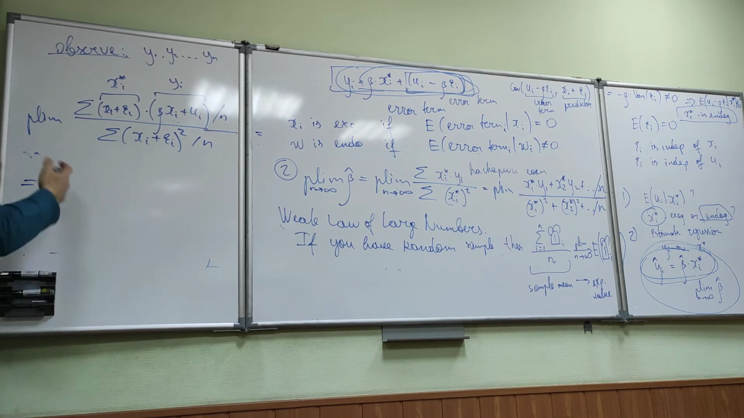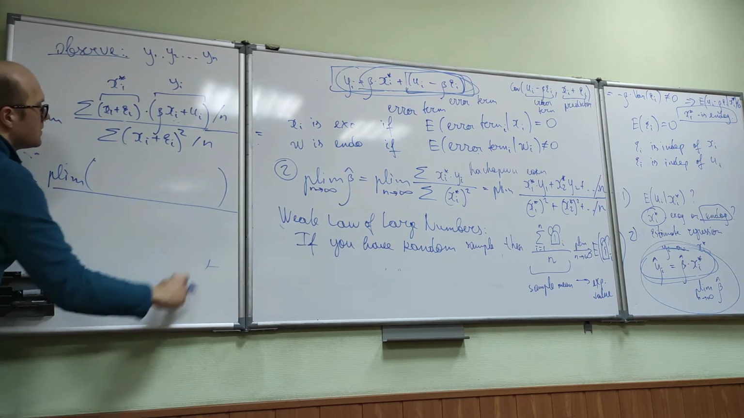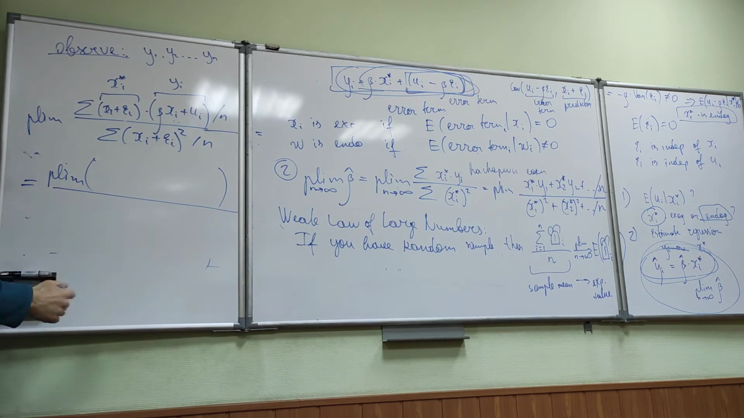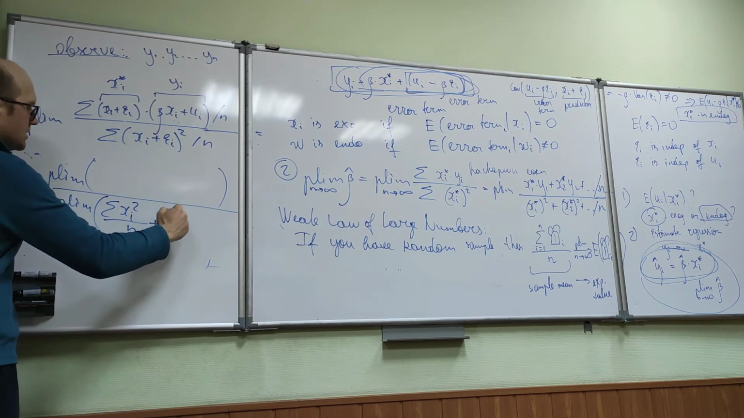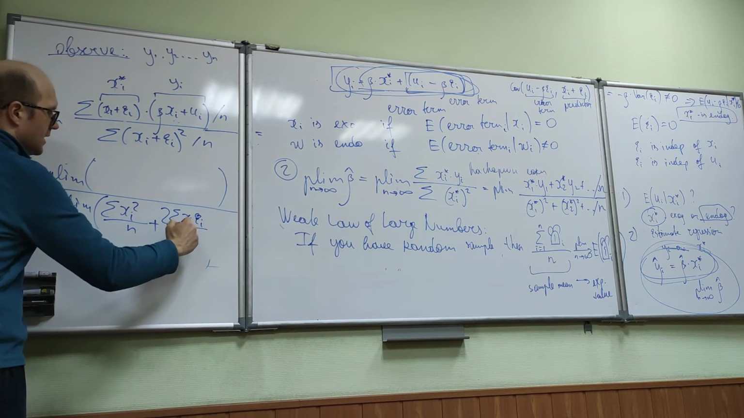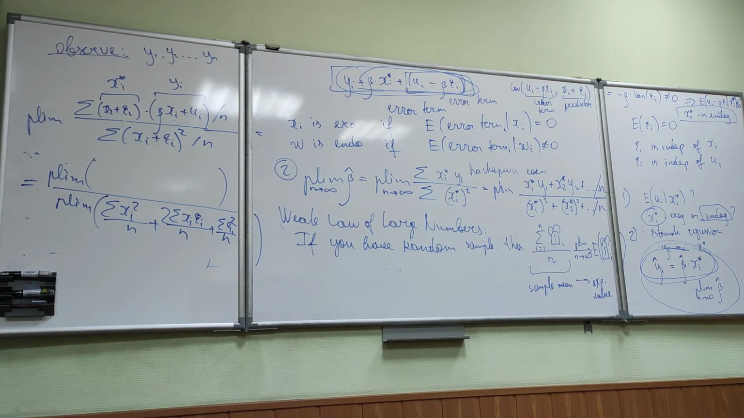Let's simplify a little bit. I'm too lazy to do it honestly. Oh, that's okay. Yeah, fine, let's do it honestly. So if I open the brackets, I will have the probability limit. I will have 4 terms in the numerator and 3 terms in the denominator. So let's calculate them. So it will be sum of xy squared divided by n plus 2 sum of xy epsilon y divided by n plus sum of epsilon y squared divided by n. So this is the sum in the denominator.